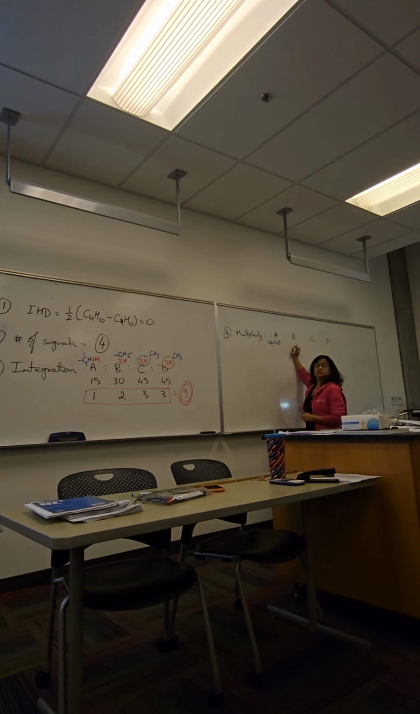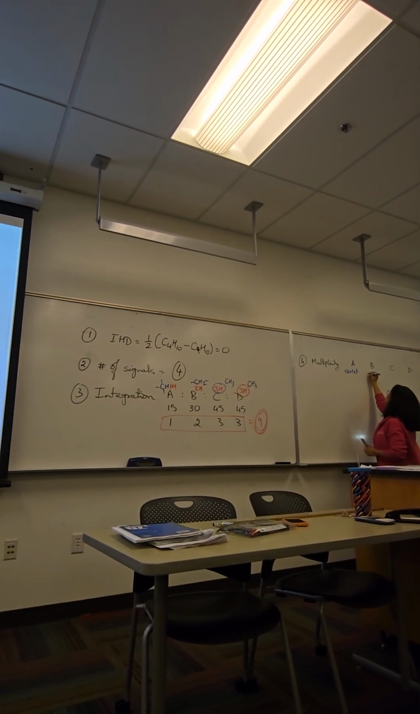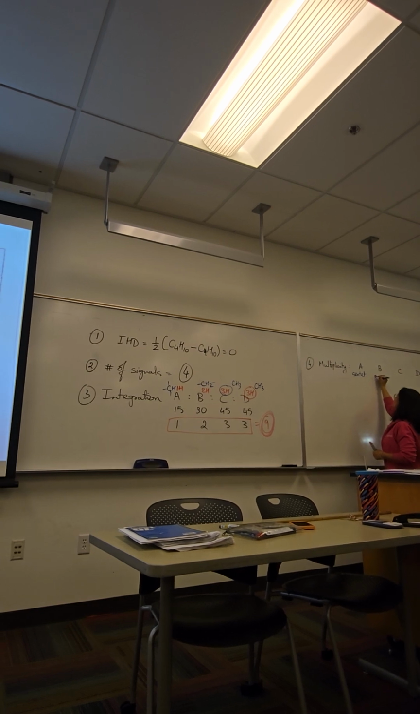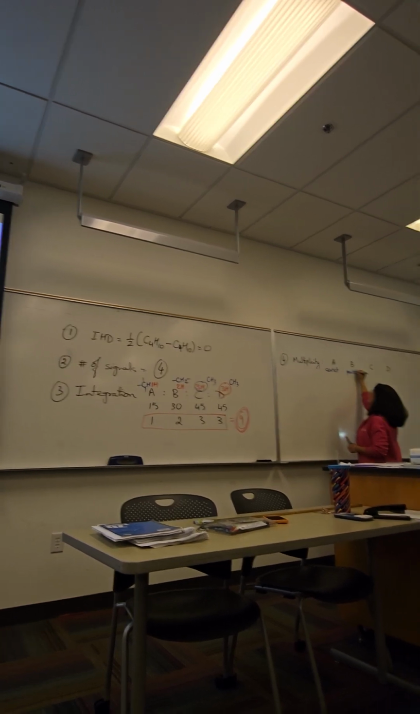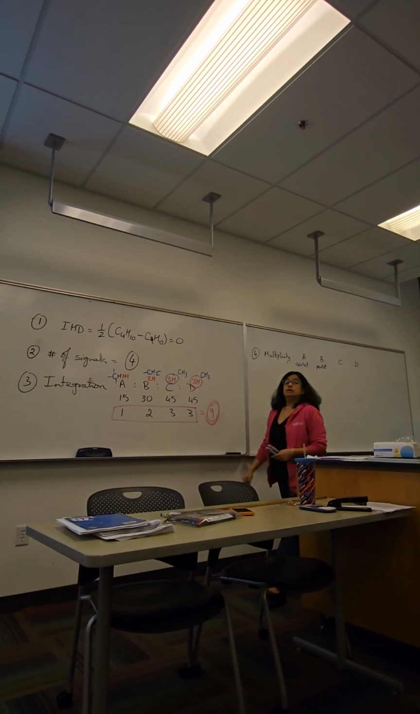What is the multiplicity for B? Which is called what? Pentet. Either a pentet or some people call it a quintet also. Totally fine. What about signal B?